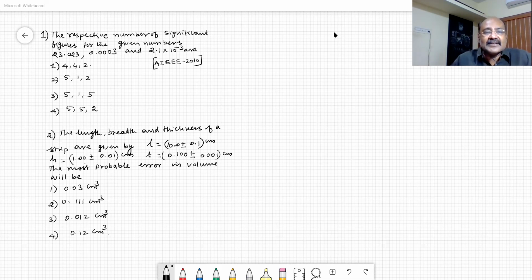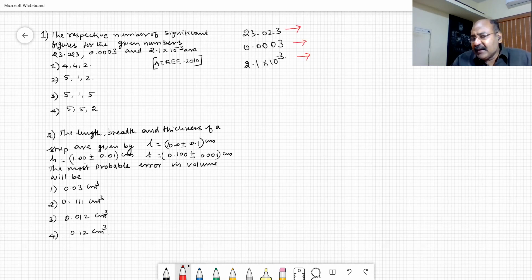The first question was already asked in AIEEE, which is now called the NIT examinations, in the year 2010. The question is regarding the significant figures: the respective number of significant figures for the given numbers. The first number given is 23.023. The second number given is 0.0003. And the third number given is 2.1 into 10 to the power of minus 3. How many significant figures are available in each given number?